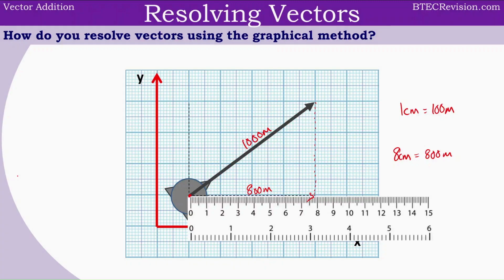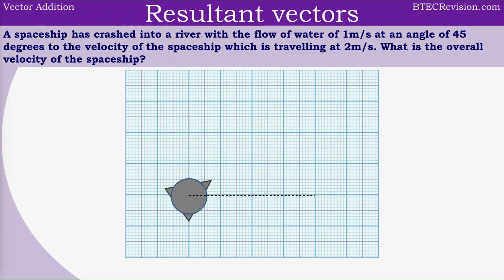We can do the same thing along the y-axis, and if we do that, we should get a value of 600 meters. Let's take the spaceship and crash it into a river, which has a flow of water at 1 meter per second, and this is traveling at an angle of 45 degrees to the velocity of the spaceship, which is traveling at 2 meters per second. What is the overall velocity of the spaceship going to be?